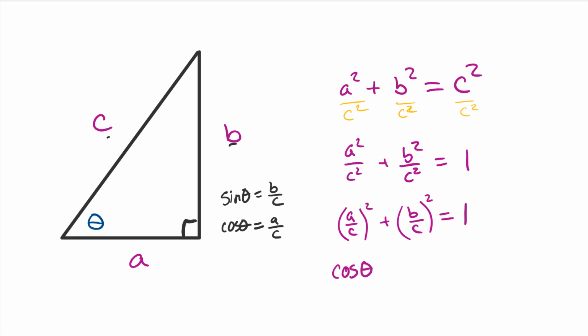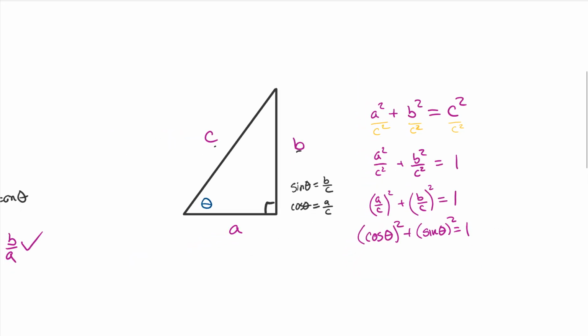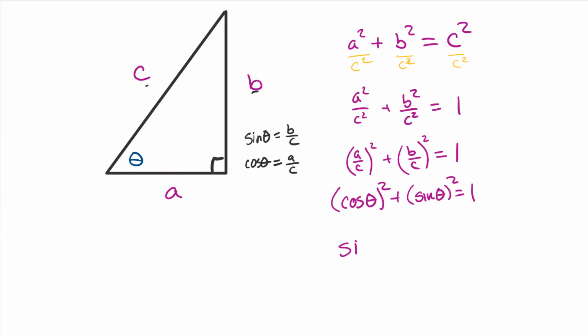Instead of a over c, we're going to write in cosine. Instead of b over c, we're going to write in sine. And they're both squared. Usually we say sine before cosine, but addition is commutative, which means you can turn that around. It's the same thing. But here's how we write it. It gets written strangely. We don't typically write it with the parentheses like this. This is our shorthand for it.